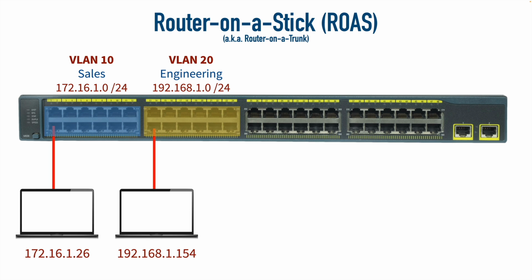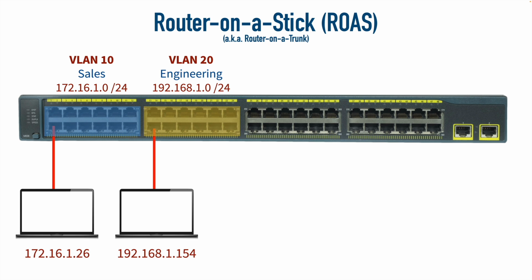And the reason is, a layer 2 switch can take ports and group them into different subnets or different VLANs or broadcast domains. However, a layer 2 switch by itself cannot route traffic from one VLAN to the other. That's the job of a router or a layer 3 switch, which sometimes we call a multi-layer switch.